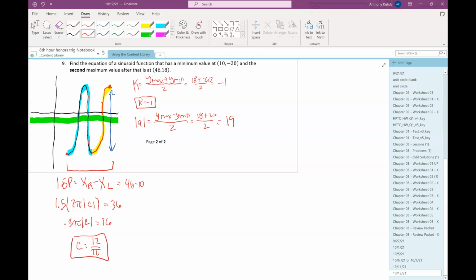Tommy, you still good? Okay. The last thing we need to do is determine whether we're going to use a sine or a cosine here, find the value for h, and then figure out if a should be positive or negative. So in this problem, we're given maxes and mins, so I would use cosine as my parent function.